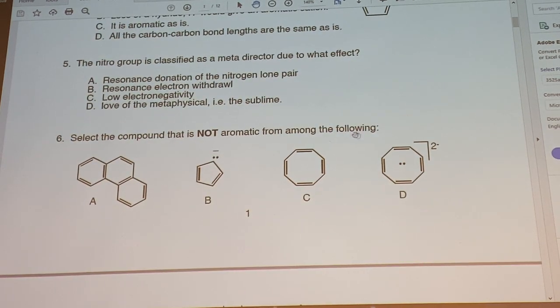Not aromatic, COT there, cyclooctatetraene, because it's not flat, right? It'll pucker. And I gave you the NMR data on that too. It's about 5 ppm, so it's clearly not in the aromatic range. All the others are aromatic.